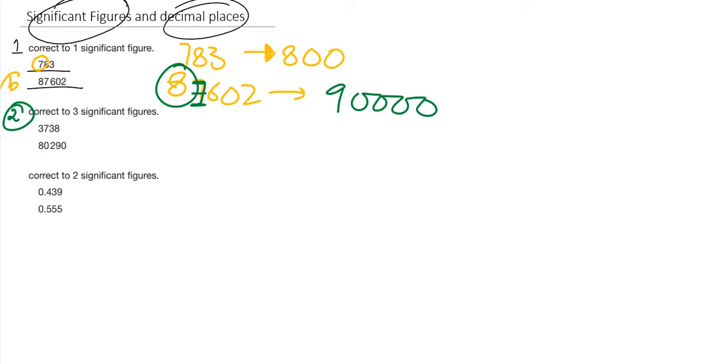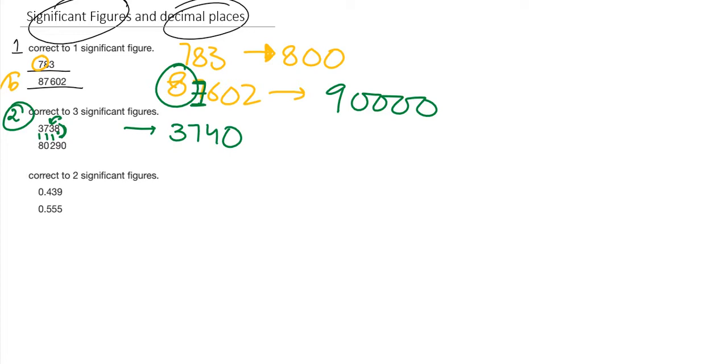Okay, let's see another example. Correct to three significant figures. This is 1, this is 2, and then the third one is 3, and we have to look at the fourth term, which is 8. So we can easily add one to that, and that will make 3740. It's correct to three significant figures because we have 8 after the 3, and it's greater than 5.